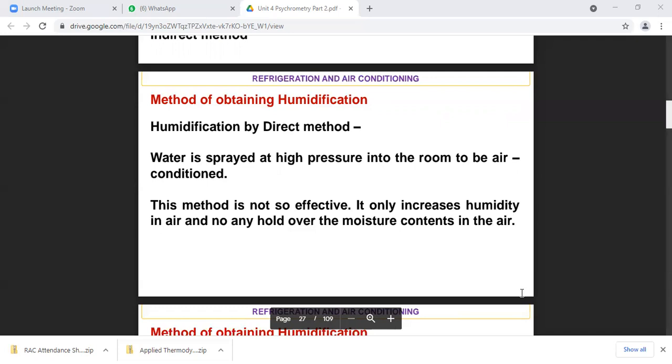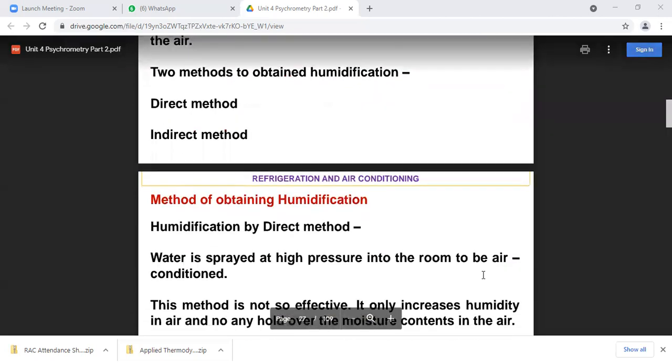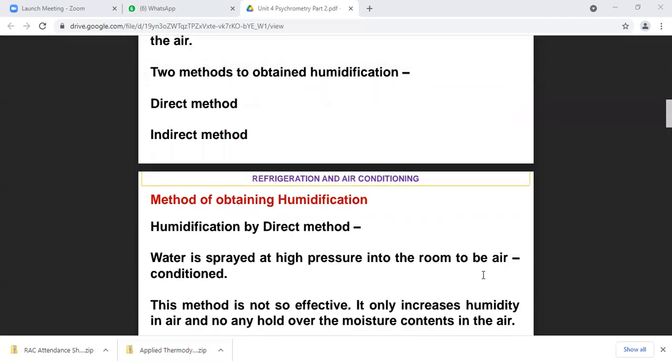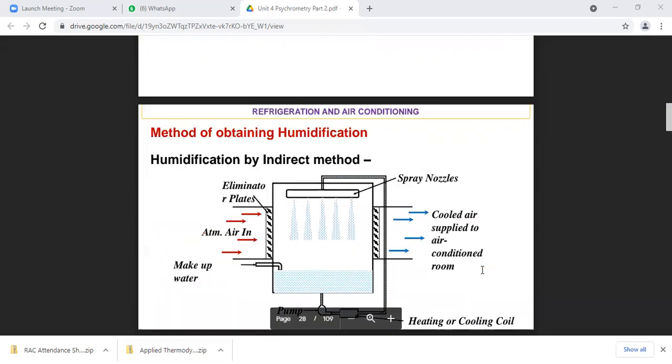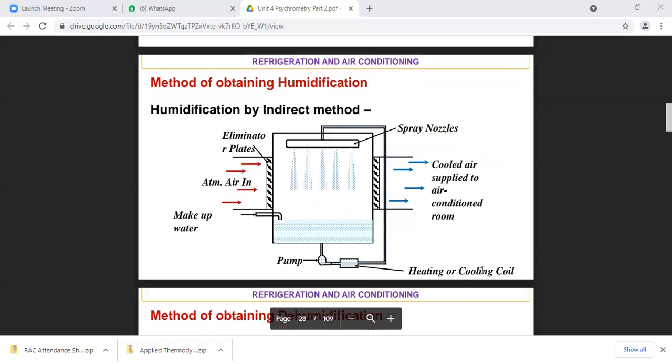Now we are starting today's lecture with the methods of obtaining humidification. We have the direct method and the indirect method. In the direct method, water is sprayed at high pressure into the room to be air conditioned. This method is not so effective because it only increases the humidity of the air, with no hold over the moisture content in the air. So this direct method is obsolete, and indirect methods are introduced for the humidification process.